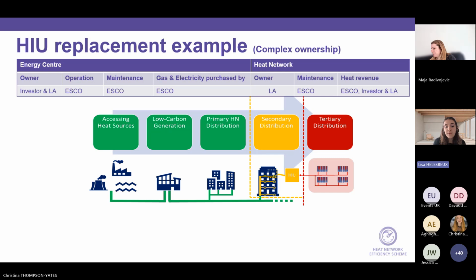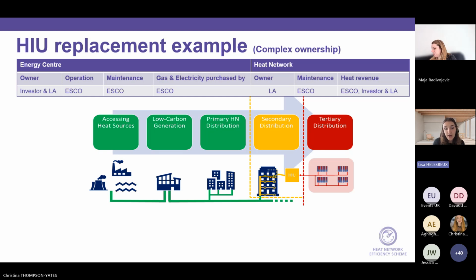So as you can see on the graphic, the heat interface unit is in the secondary distribution area in the yellow box. But the ownership structure here is way more complex. So we can assume here that the base energy center is a joint venture between an investor and a local authority, and that it is operated with an ESCO under an energy performance contract, for instance, and that the maintenance of the whole system is also done by that ESCO.